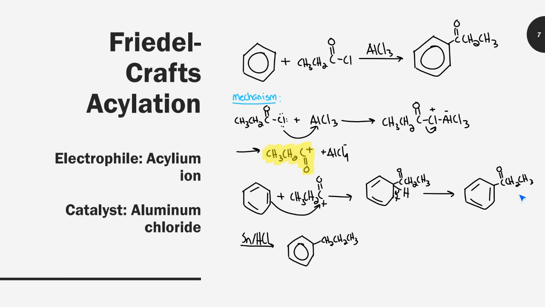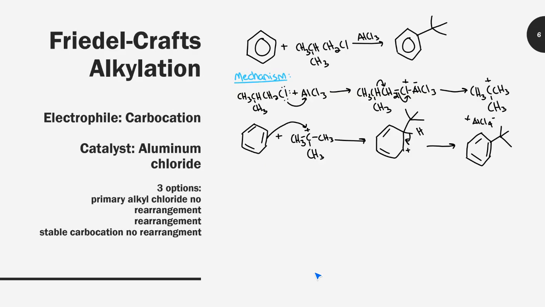And an important point of acylation is that we can make straight chain alkanes from it. Because in alkylation, if you have any possibility of rearrangement at all, it will happen. So it's kind of impossible to make a straight chain alkane or a straight chain alkylbenzene, because of that rearrangement that will occur.